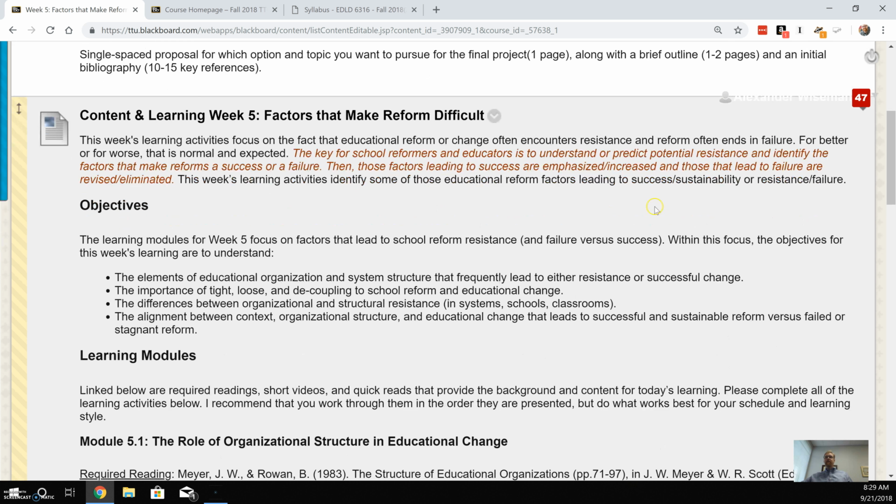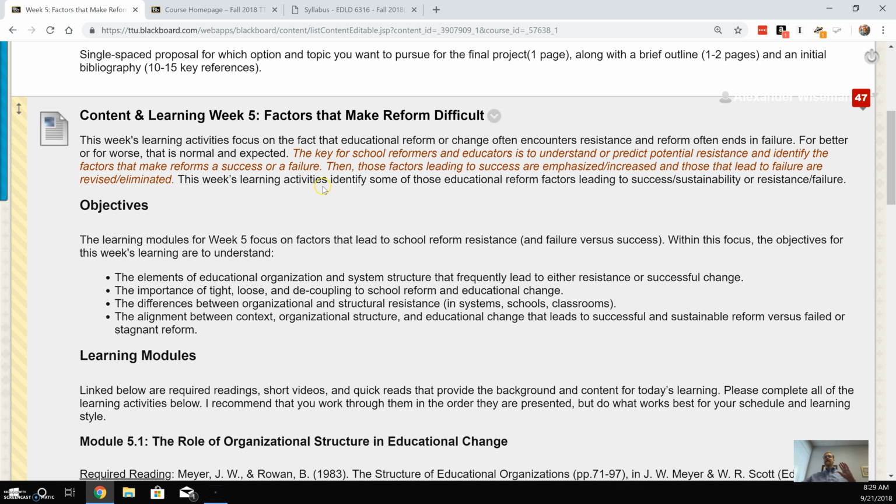That is a sort of a fact of reform. So for better or for worse, this is normal and it's expected. But the key for us, either as educators or as school reformers, is to understand or predict potential resistance and identify the factors that make reforms either a success or a failure. In other words, we can learn from what's already happened.